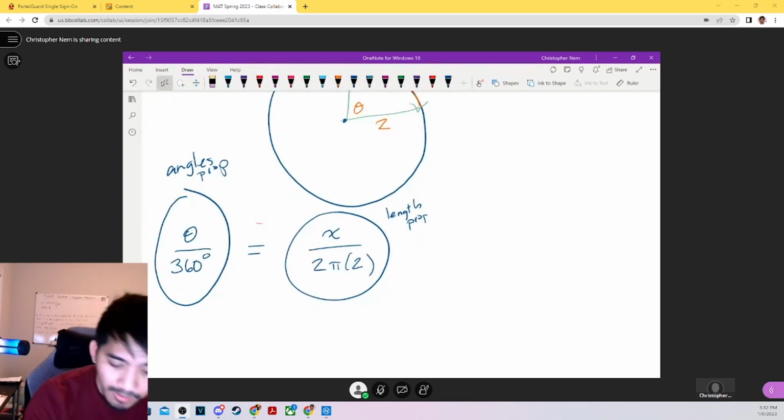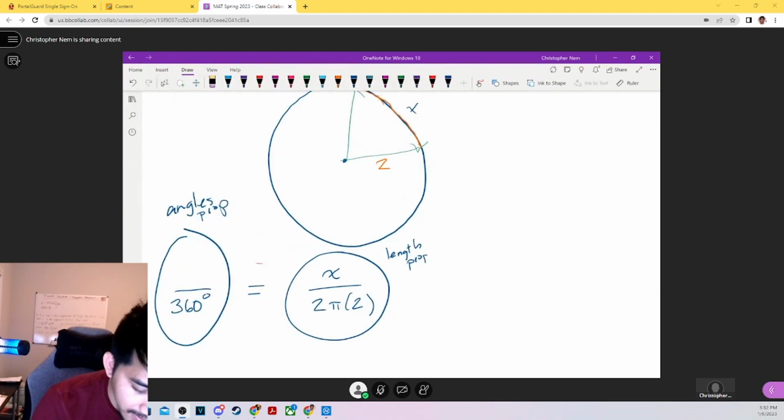So if you do that, you can cross multiply it out. So let's say theta was actually equal to, let's give it an exact value, 20 degrees.